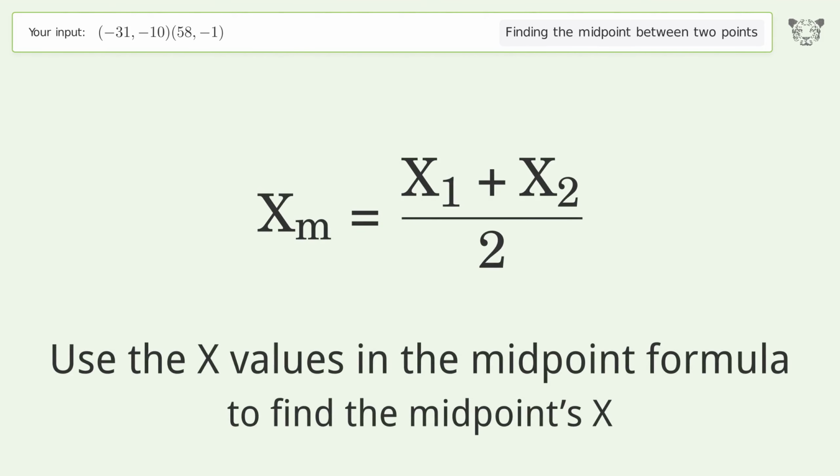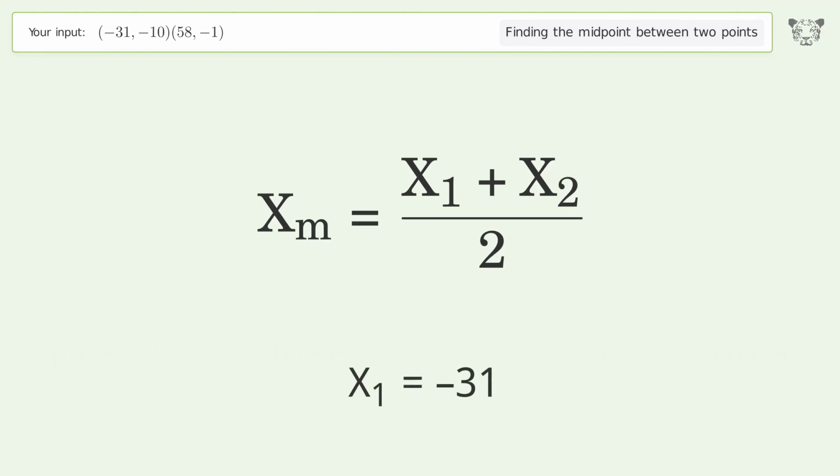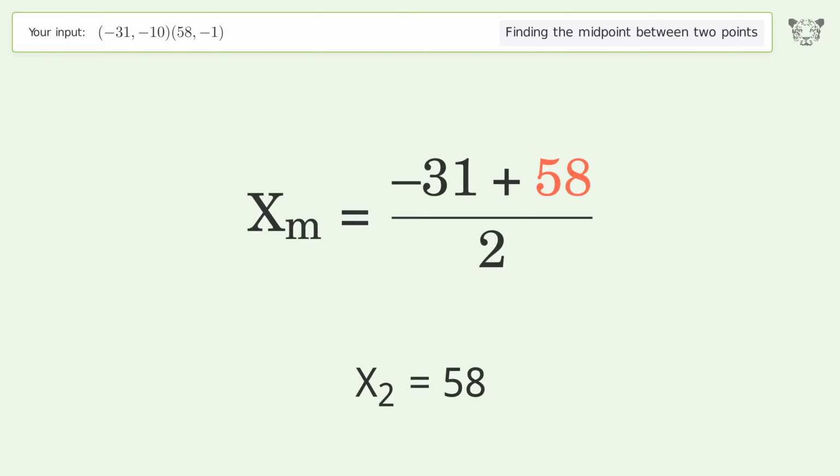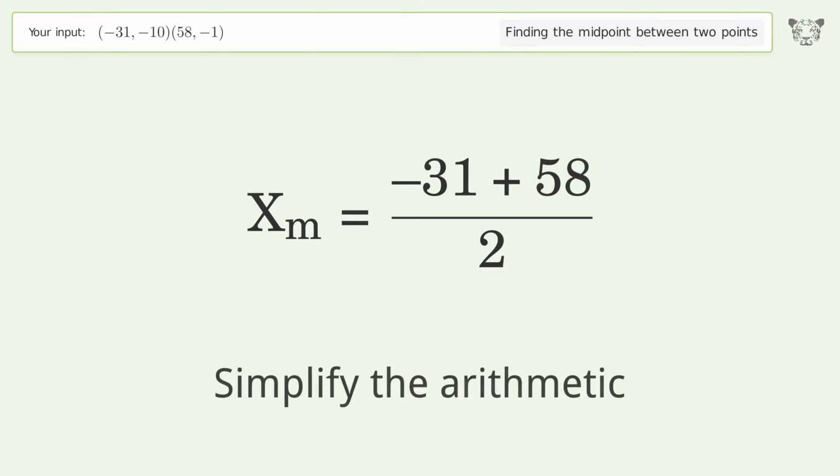Use the x values in the midpoint formula to find the midpoint's x. x1 equals negative 31. x2 equals 58. Simplify the arithmetic.